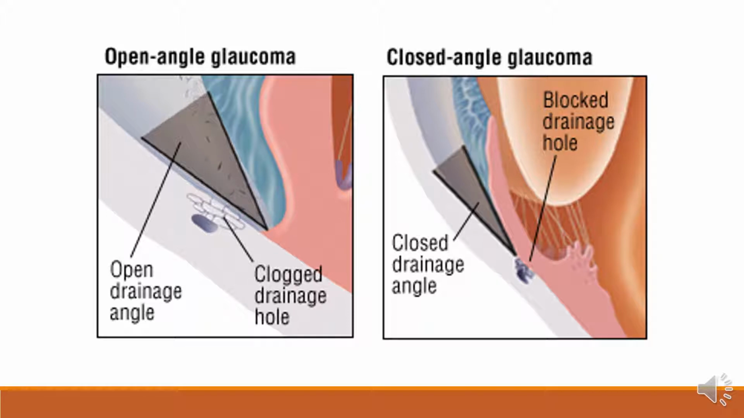This is a good picture that shows you the difference between the two. You can see where that clogged drainage hole is in open angle glaucoma, whereas in closed angle, you can see that it's completely closed above that, meaning that there's no way for that drainage to happen.